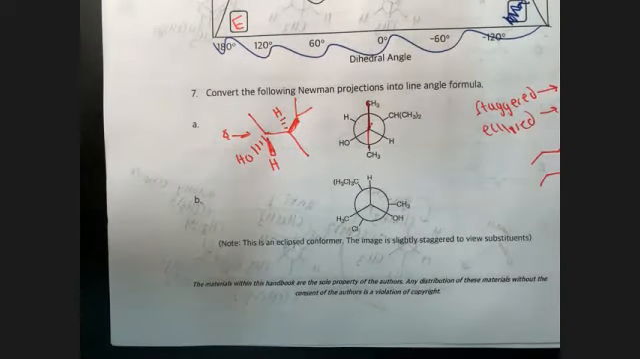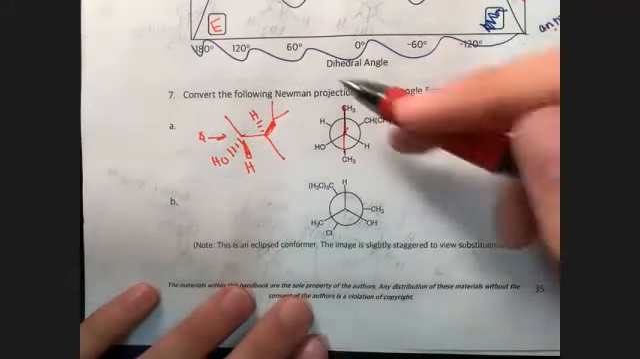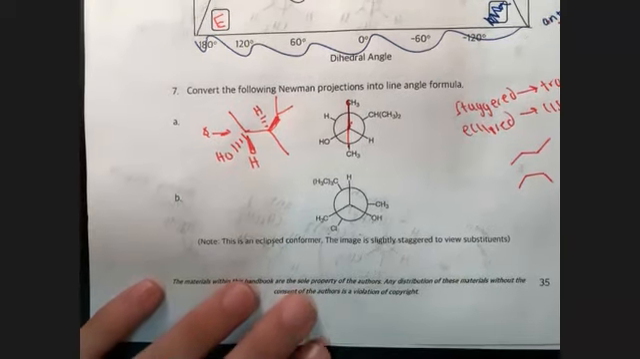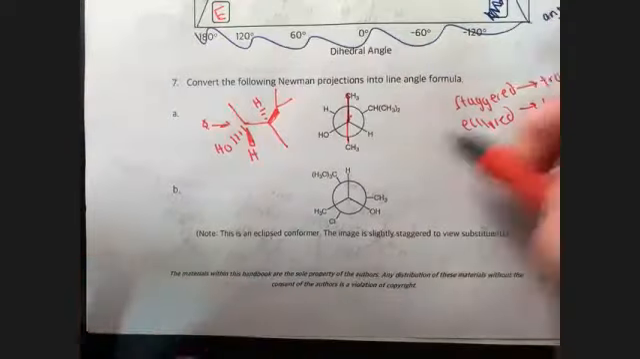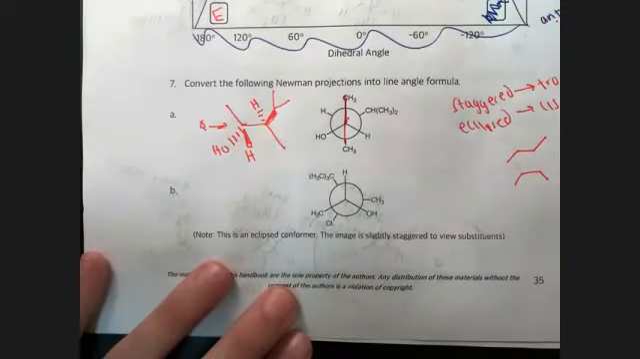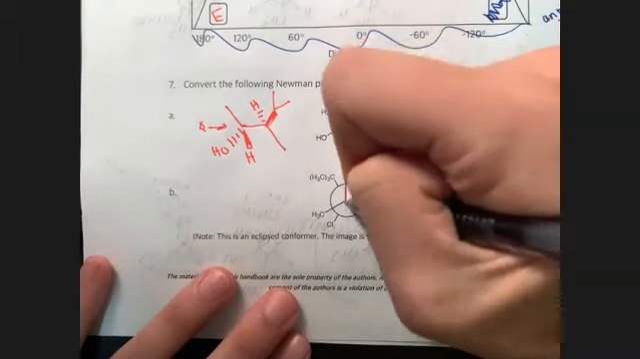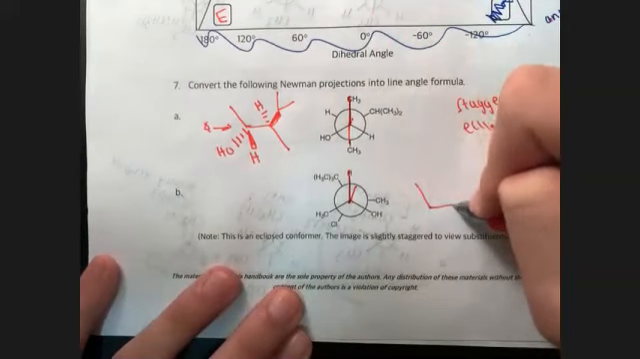And that's that one. So the first thing you want to do is see, is it staggered or eclipsed? If it's staggered, you draw a trans framework and then you just fill it in. Now we're going to try the eclipsed example. So again, these images are just slightly staggered just so you can see everything, but they are eclipsed. So I know it's eclipsed, so I'm going to draw a cis. So let's trace this. It's going to be down through the paper and then back up. Okay, so down through the paper, back up.